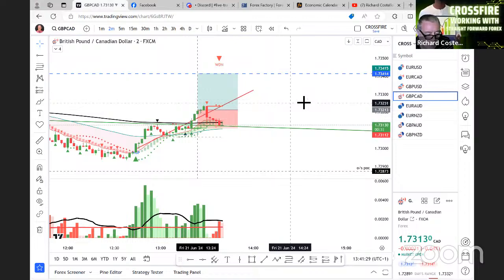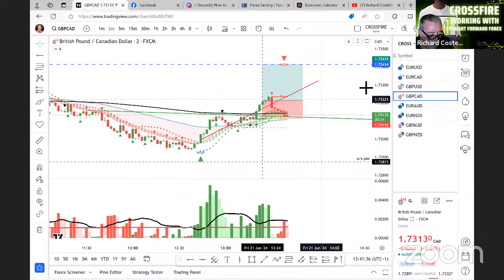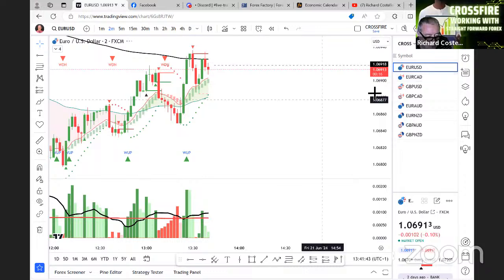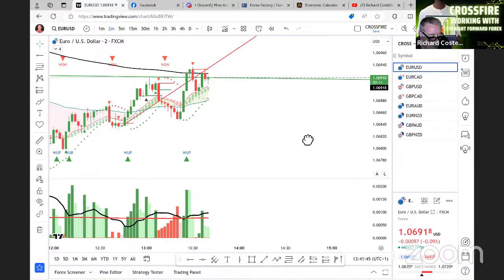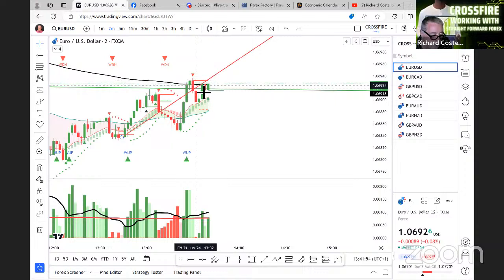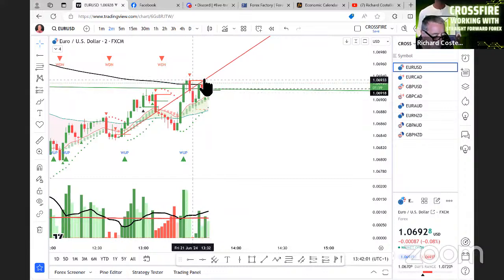So I'm going to go back through the pairs and tell you how I'm going to set up my alerts for this afternoon. I'm going to start at the top, Euro US. Now we seem to be sticking, we've got a sticking point here. We've got a green trend line and a red trend line and a black 200 moving average all bunched up together, and price is bouncing off those. It's moving sideways, just bouncing off.